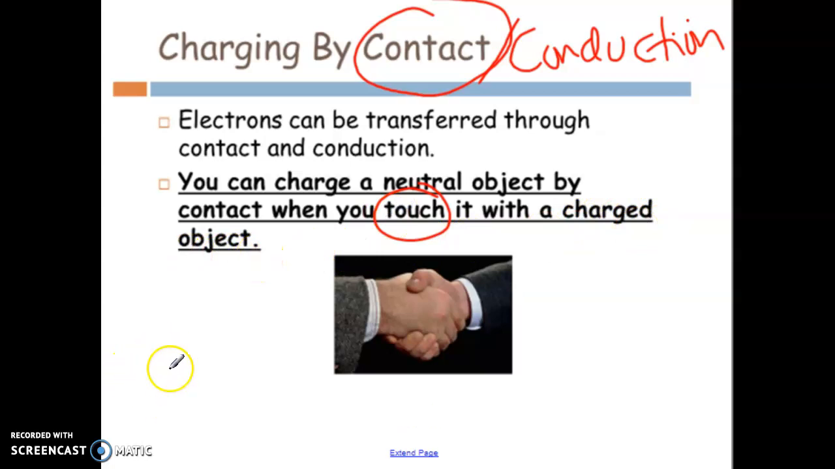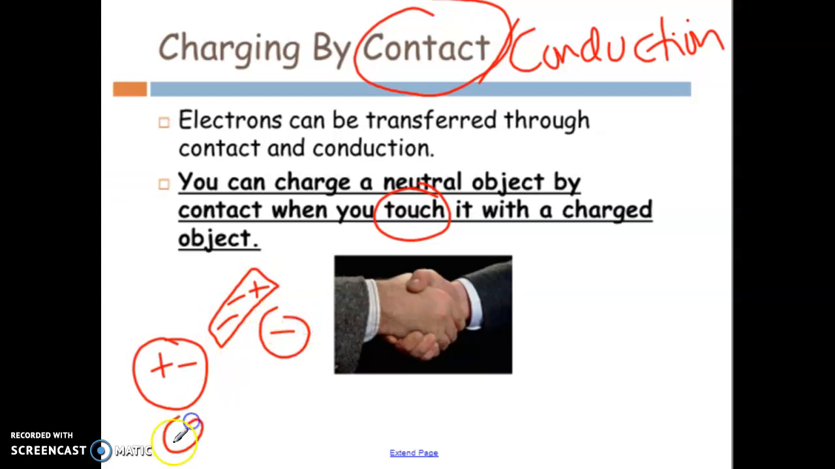So I can take something that is neutral, right? Let's say I have a negative object here, so a negative object and a neutral object. I can touch this negative object onto this neutral object.